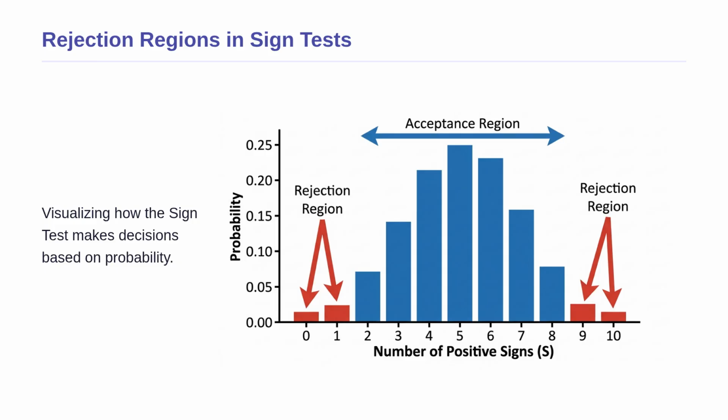This brings us to a visual understanding of how the sign test makes decisions. Look at this diagram of a binomial distribution. The tall blue bars in the middle represent the acceptance region. They show that getting roughly equal numbers of positive and negative signs is highly probable if our guessed median is correct. The short red bars at the extreme edges represent the rejection regions. These outcomes are so rare under the null hypothesis that if they occur, we are forced to conclude our guessed median was wrong.